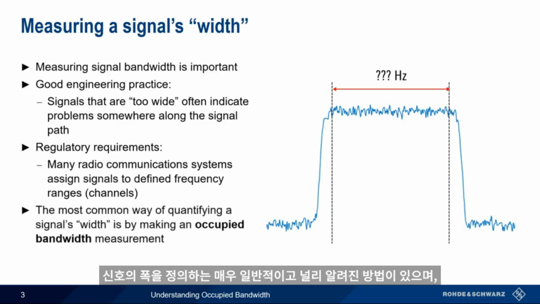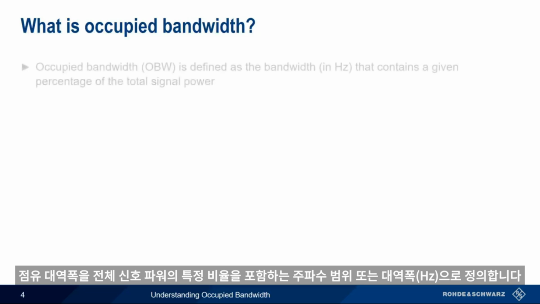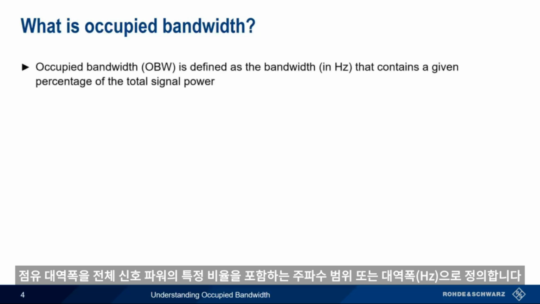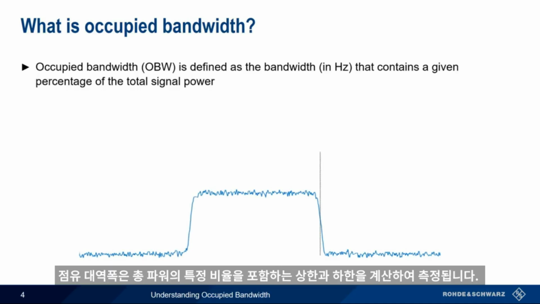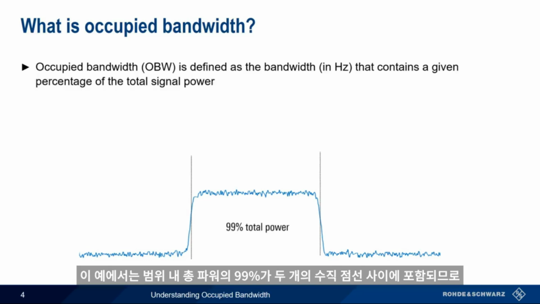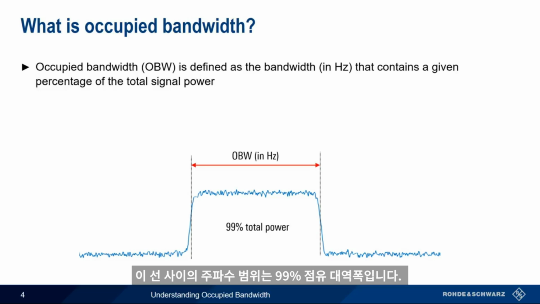Fortunately, there's a very common and well-accepted way of quantifying a signal's width, and this method is referred to as occupied bandwidth. We define occupied bandwidth as the frequency span, or bandwidth in units of hertz, that contains a given percentage of the total signal power. This is perhaps best understood graphically. Occupied bandwidth is measured by computing the upper and lower bounds that contain a certain percentage of total power. In this example, 99% of the total power in the span is contained between the two vertical dotted lines, so the frequency range between these lines is the 99% occupied bandwidth.